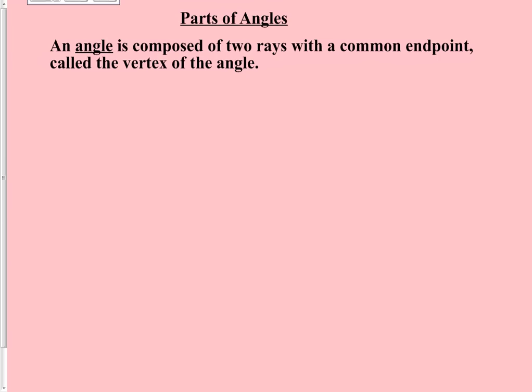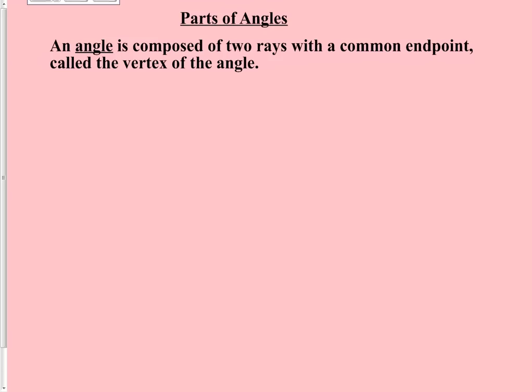Okay, angles. We're going to spend a little bit of time discussing angles here in the coming days, and we're going to look at how they are formed. So we're going to start off with parts of angles. Now, we've already talked about rays. Rays are a special kind of Euclid's lines, and an angle is composed of two rays with a common end point.